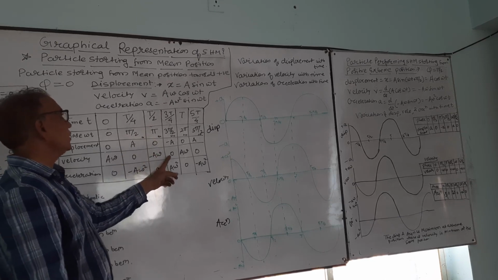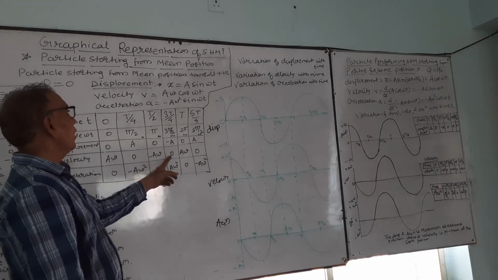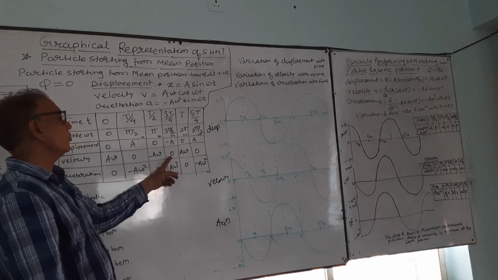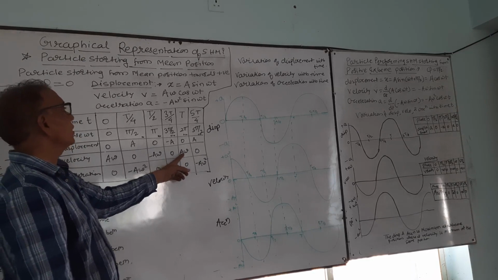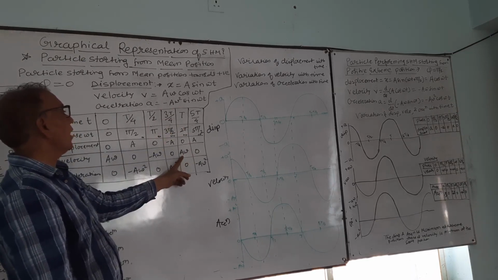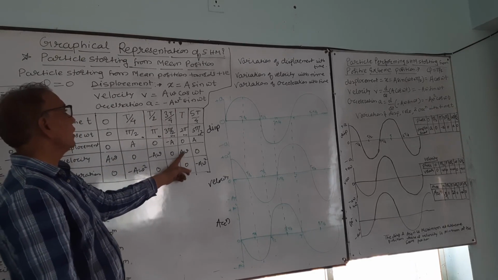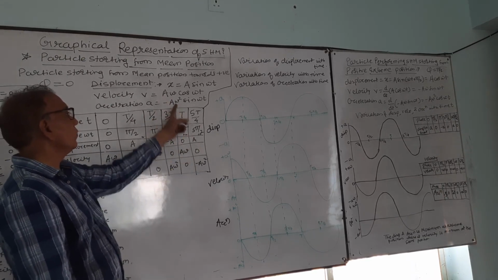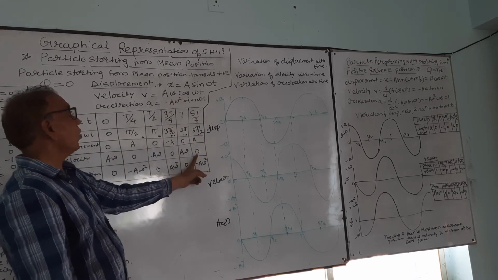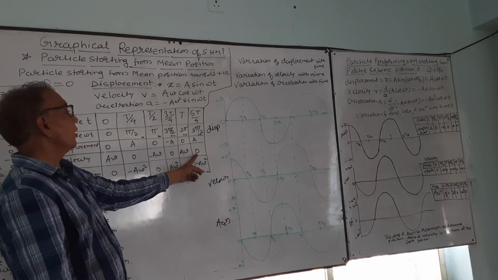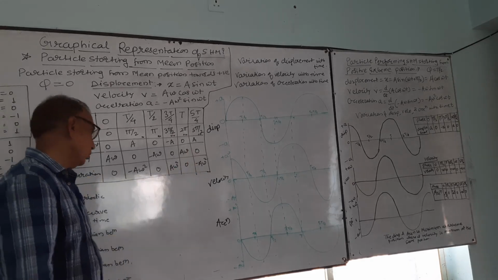Next, v is equal to a omega cos of 3 pi by 2. Its value is 0 because cos of 270 is 0. Next, v is equal to a omega cos of twice pi. Its value is 1. Therefore, 1 into a omega is a omega. And finally, v is equal to a omega cos of 5 pi by 2. Its value is 0 because cos of 450 is 0.